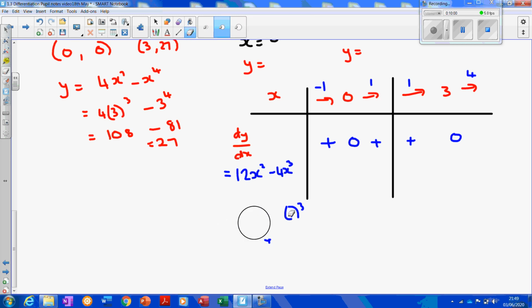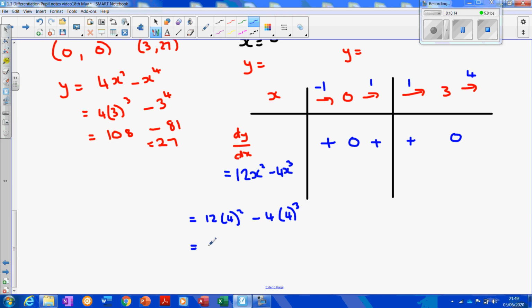Right, then we have to do when x is 4, so when x is 4, I've got 12 times 4 squared minus 4 times 4 to the power of 3. So 12 times, that's going to be 4 fours are 16, so 12 times 16 minus 4 to the power of 3, 4 fours are 16, 4 16s are 64. So 192 minus 256, that's obviously going to be negative.